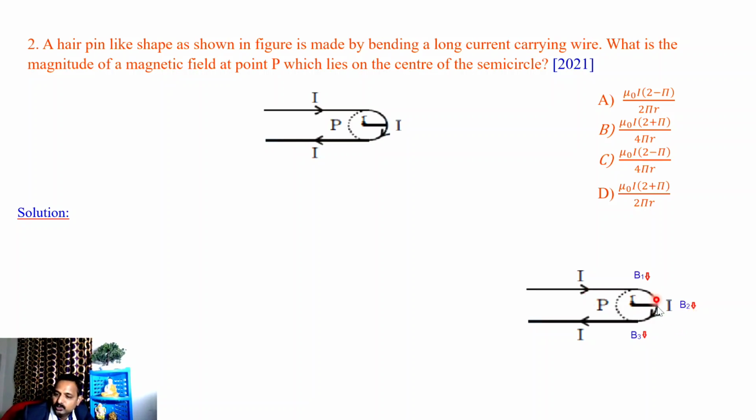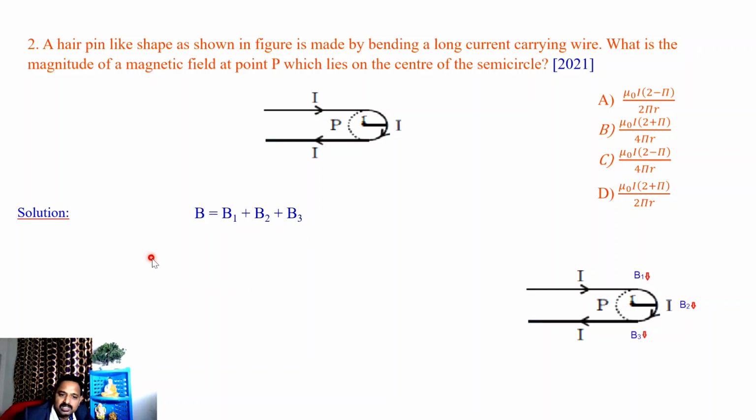Then due to the semicircle, at point P, the magnetic field strength is B2, that is also into the plane. Due to the lower part, the magnetic field at point P, that is also into the plane. So here all are in the same direction. So the net magnetic field is B equals B1 plus B2 plus B3.